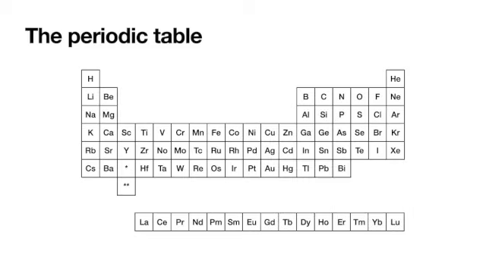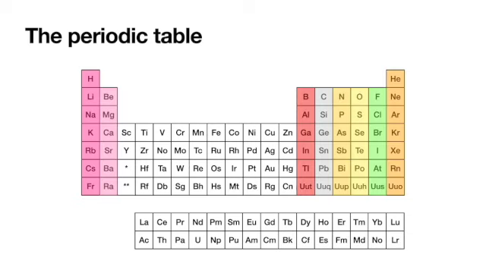They are also arranged by their properties. Elements with similar properties are arranged in groups. A group is a column of the periodic table. A row of the periodic table is called a period.